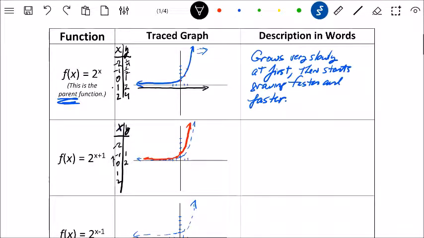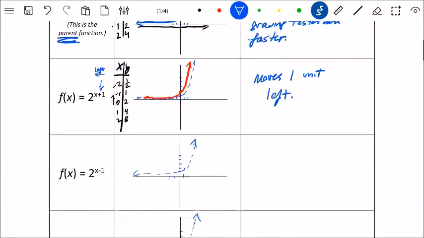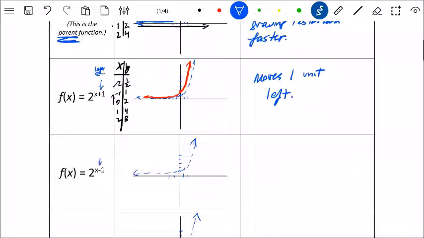Now the other numbers that are in here. If I put 1 in here, I get 4, and 2 in here, I get 8, 2 to the third power. Here, -2, that makes it a -1, which makes this just 1/2. So what happens with this is when you add 1 here, that means we're moving 1 unit to the left. That means this one will be the opposite. This one will move right 1 unit.